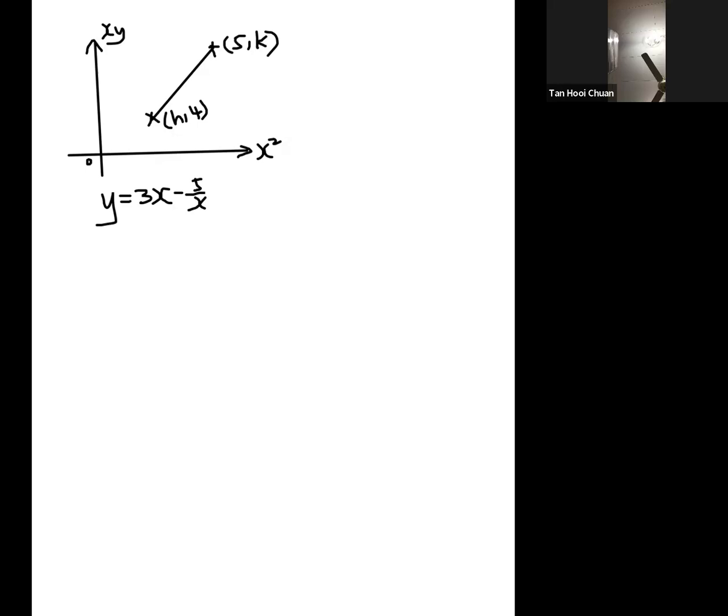Okay, so for this case, I want to change it to the linear form. Here is xy, here's x squared. It seems that I need to times the x for all the terms here. So I copy down the question again, and then I times x for every single term. Okay, so these two cancel.